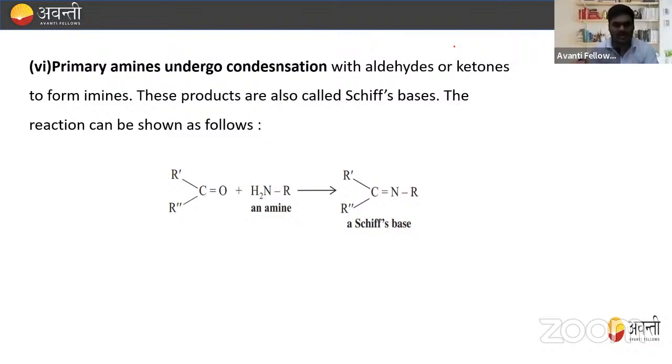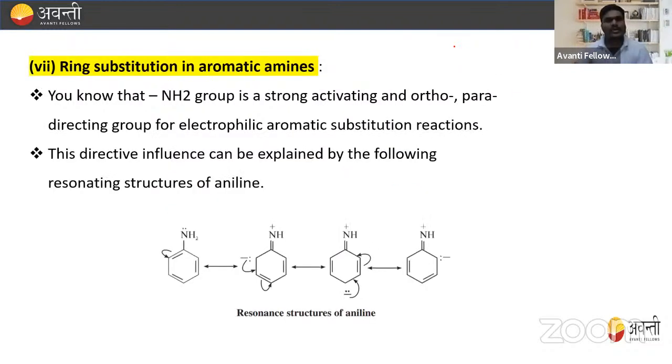The reaction can be shown below. For example, we have R'COR'', which reacts with H2N-R, an amine, to form a Schiff base like R'R''C=NR. So they will form Schiff bases. These are all about the primary amines. Now the ring substitution in aromatic amines.